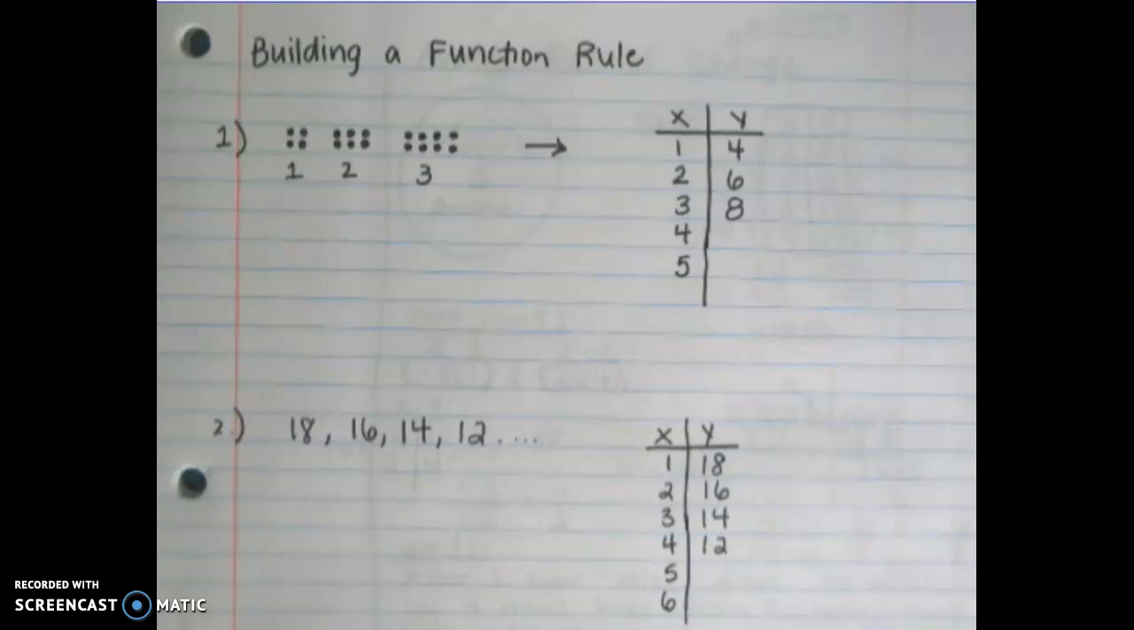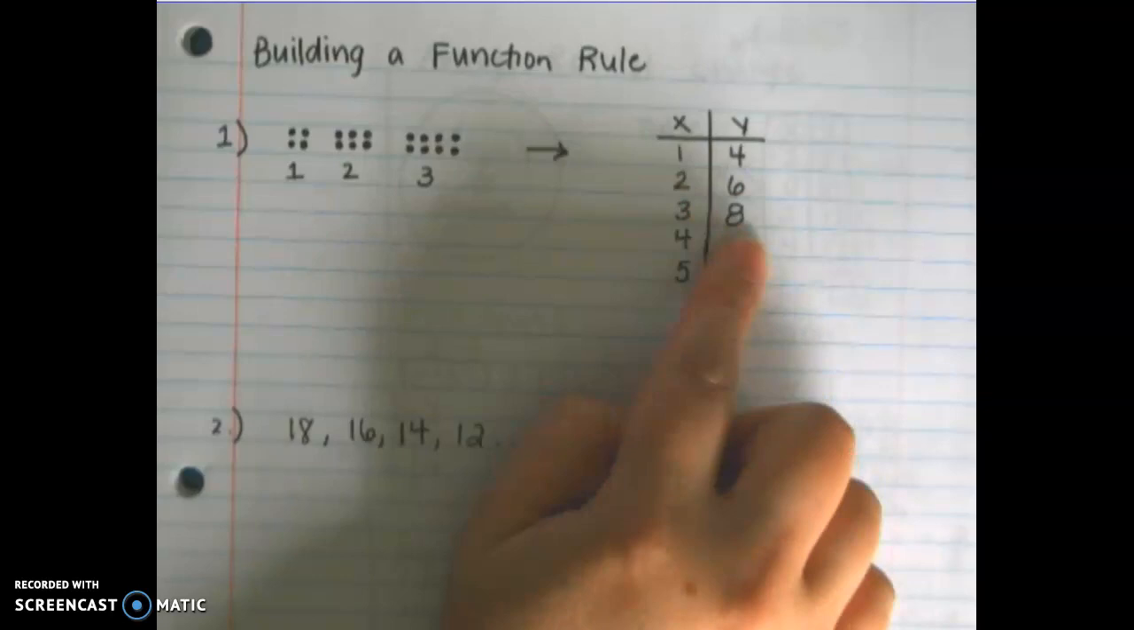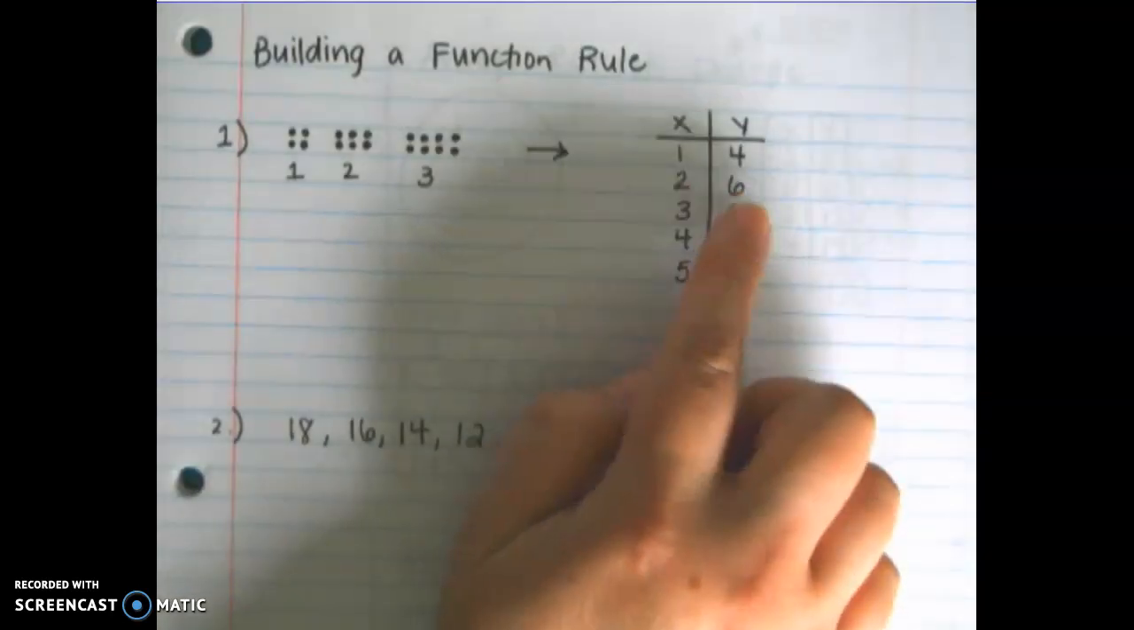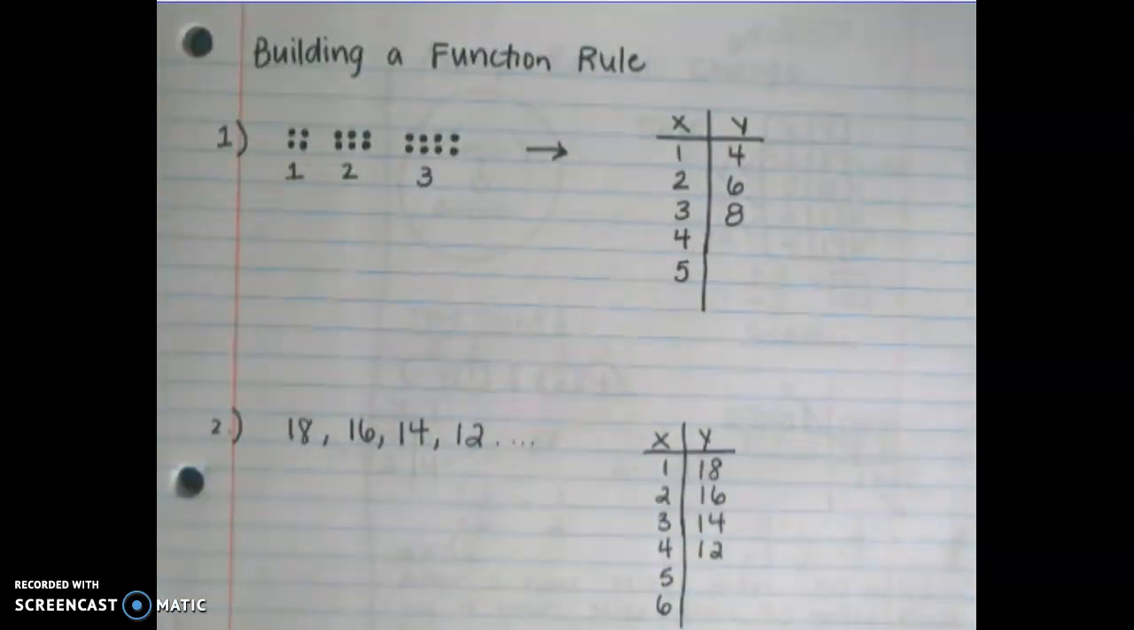Hey guys, in this video we're going to go over some examples of taking a pattern and writing a function rule for a pattern. Alright, so in this first example I have some little dots, and my first figure has 4 dots, my second figure has 6, and my third figure has 8. So I'm going to start by putting them on a table. You don't have to, but I think that's a good way to organize what we're looking at. And we can probably find a pattern and figure out what the 4th and 5th figures would look like.